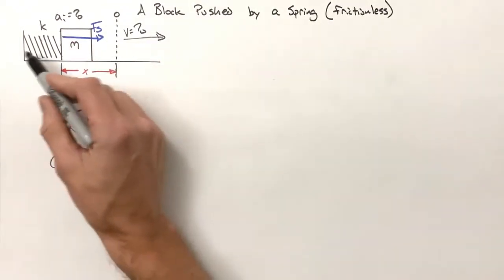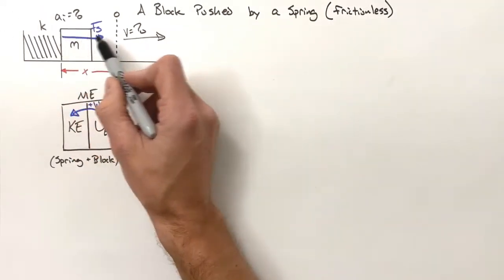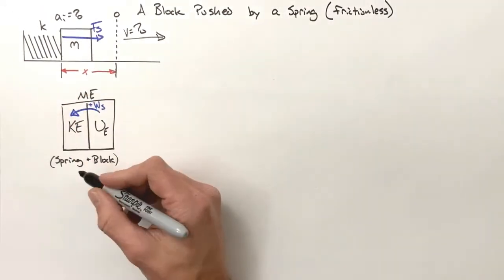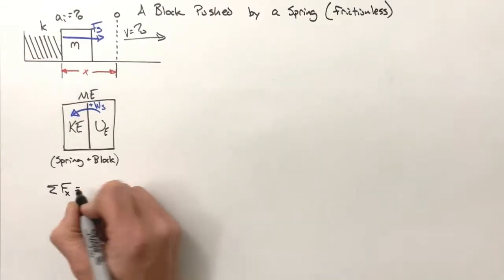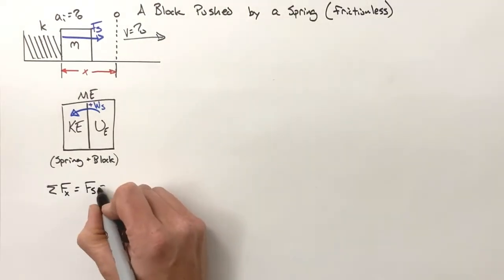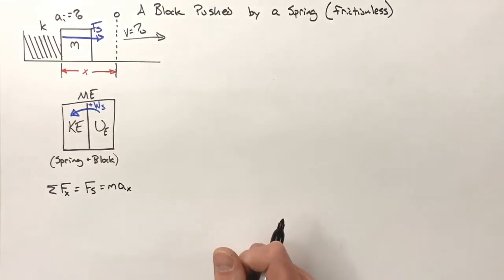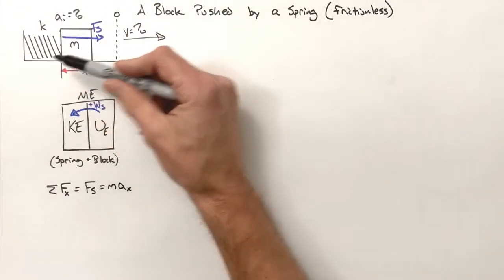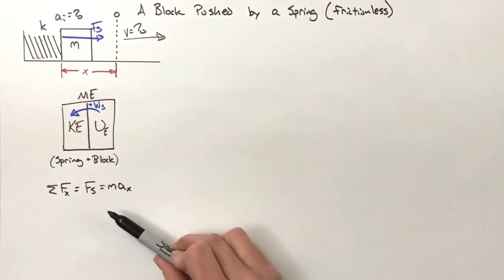So at any point with this block, and especially when we first let this go, there's a force by the spring to the right. So the sum of all forces on the block in the x-axis is simply going to be the force by the spring. And that is going to cause this block of some mass m to accelerate in the x-axis. There's nothing crazy here. We have no friction acting to the left, and this isn't on a hill or anything like that. So this is pretty simple and straightforward.